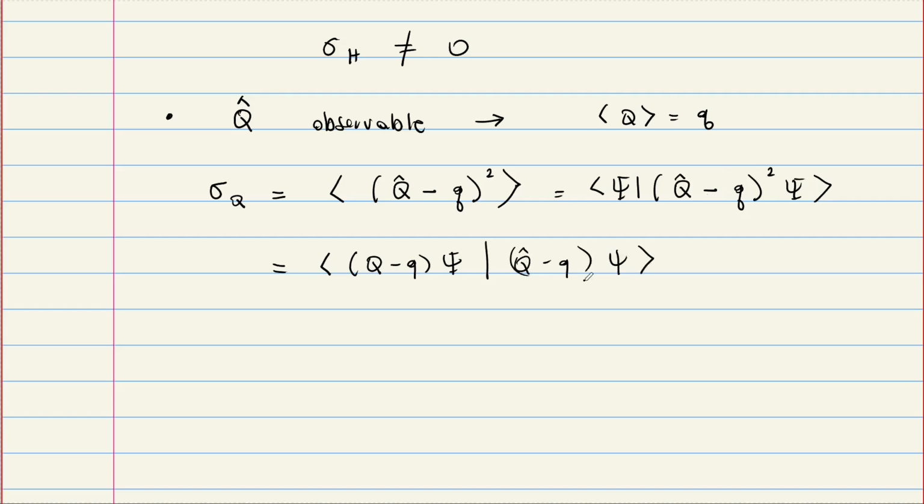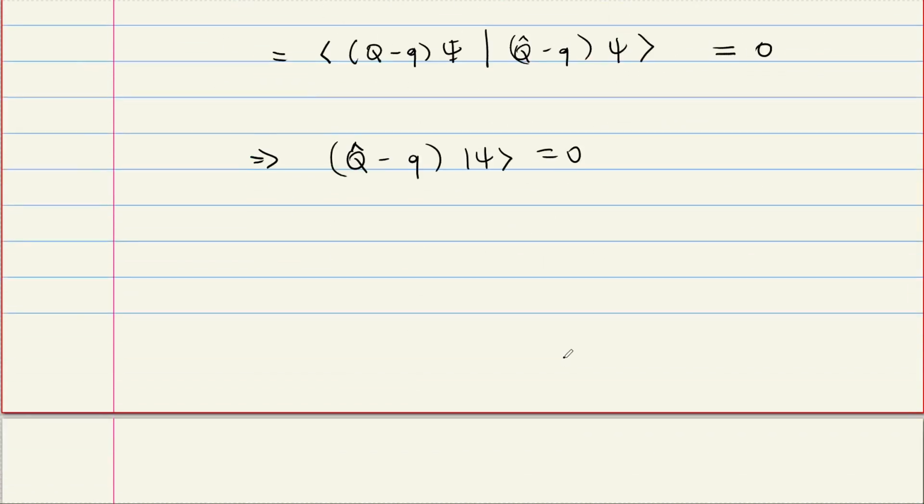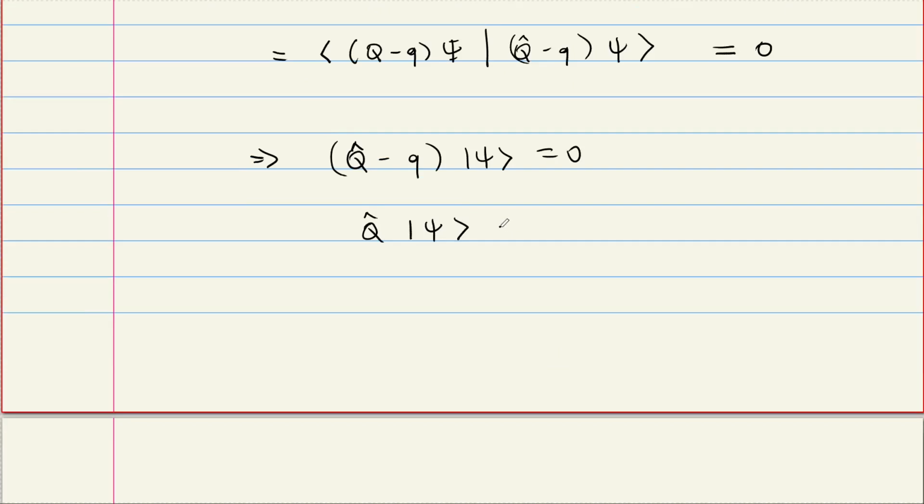And what am I looking for? I am looking for a condition for this to be zero. I'm asking, when do I get zero variance? This is what I define to be a determinate state. So if I set this to zero, I immediately find Q minus q acting on psi should be zero. But what this means is Q hat times psi is equal to q times psi. This is what we call the eigenvalue equation, right?